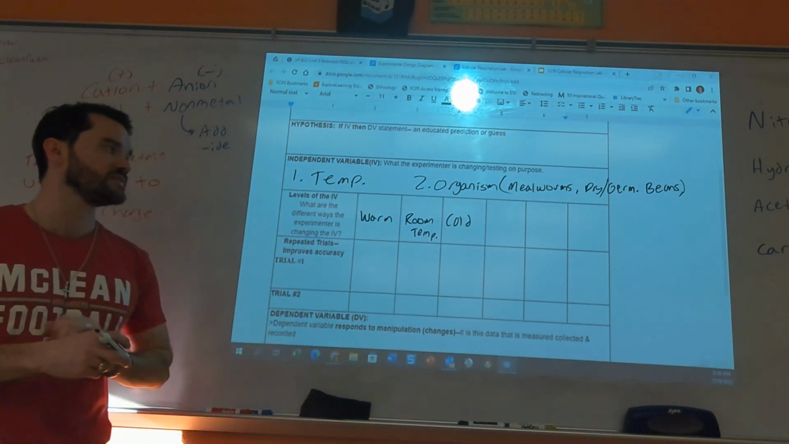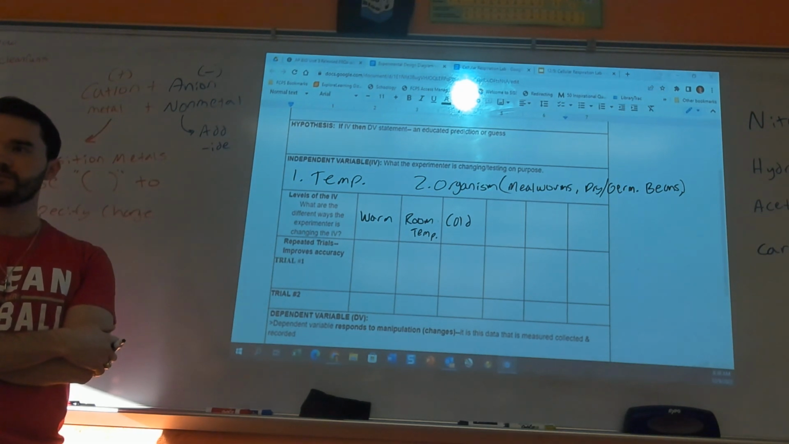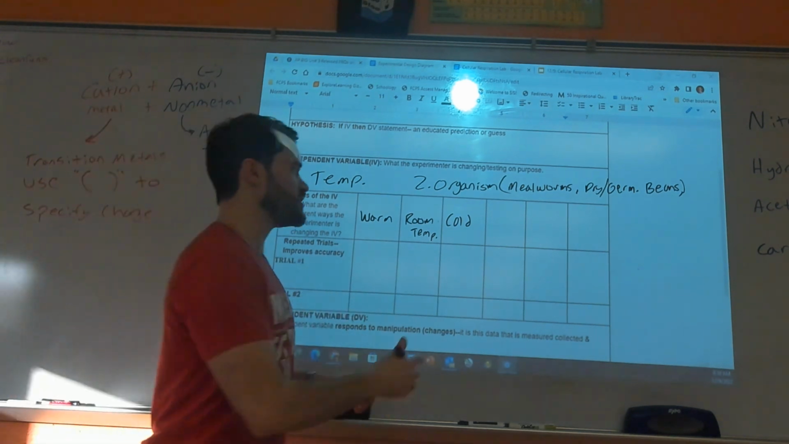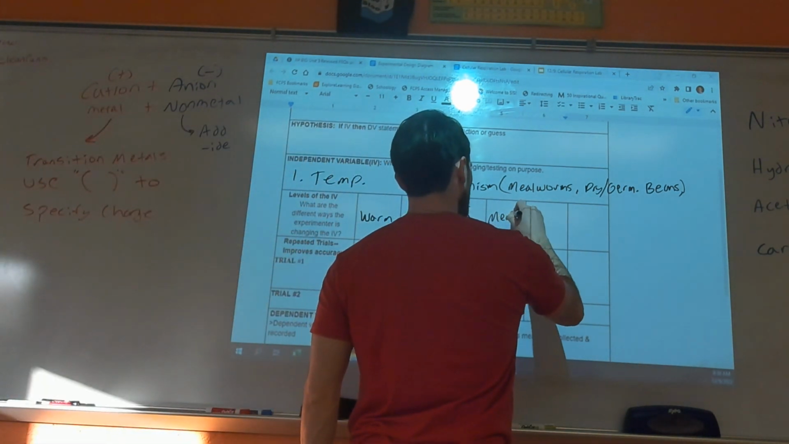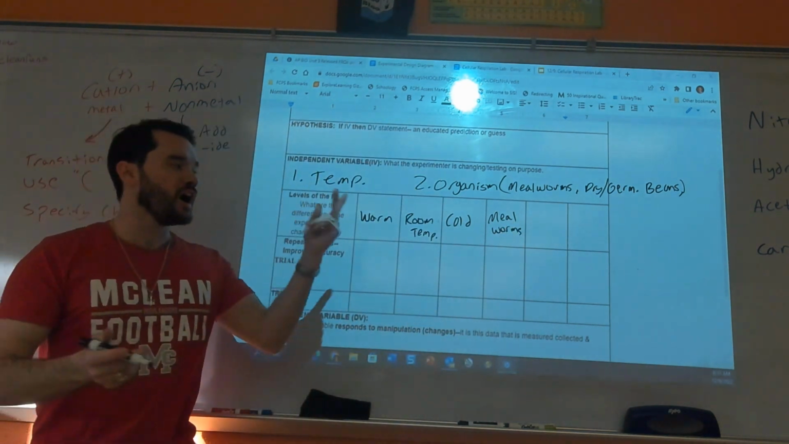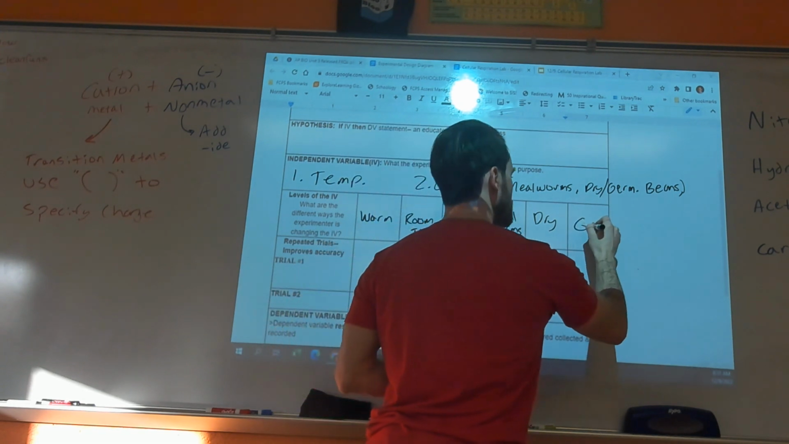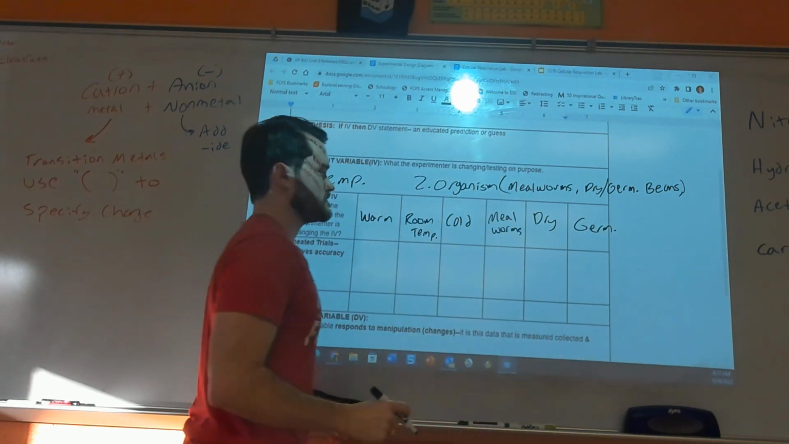Okay, but then what about we have two independent variables? What would be our second, for organism? How would we say that for levels of the IV? How are we changing the organism independent variable? Switching the organism, yeah. So you'd have mealworms, that'd be one level. Another level would be dry beans, and another level would be the germinating beans.